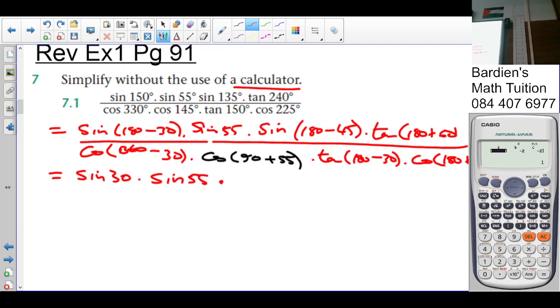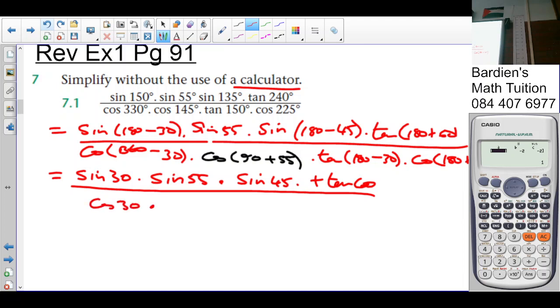Times sine of 180 minus 45. I could have said 180 minus 35 for this, just remember that, but then you must convert it again to cos in your next step. So she converted it one time, which is better for you actually. So 180 minus, second quadrant, sine is positive, so it's sine of 45, times tan 60, which is positive. That's all over 360 minus 30, which gives us cos of 30 degrees.